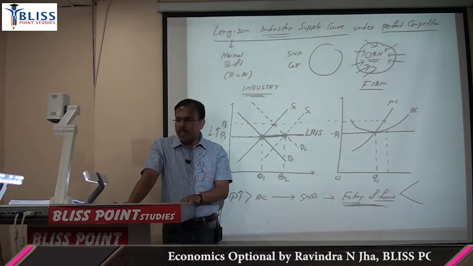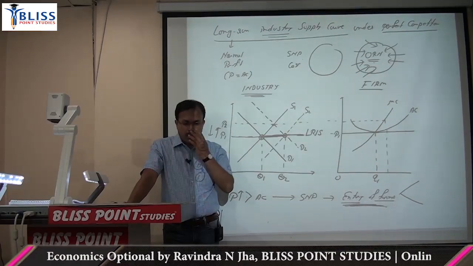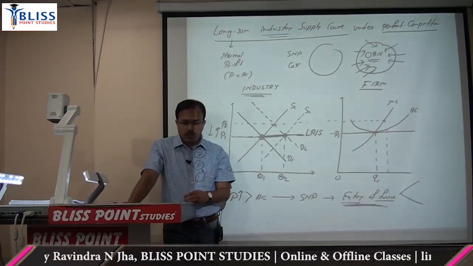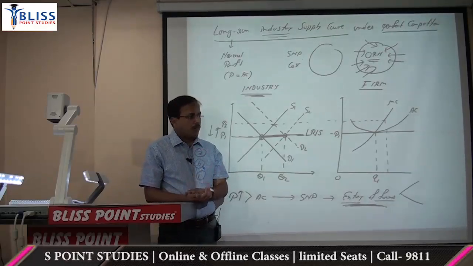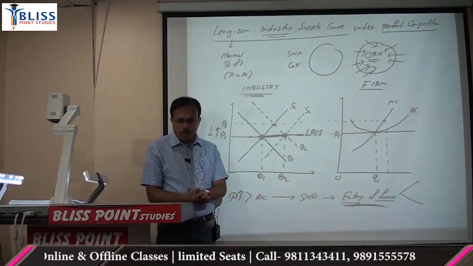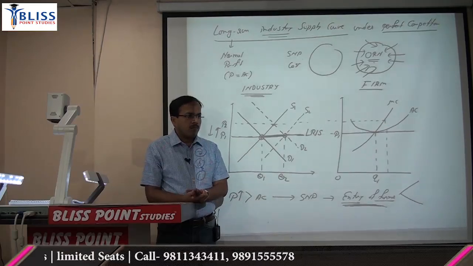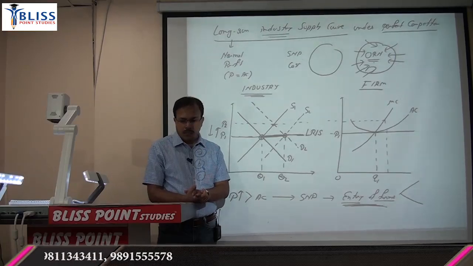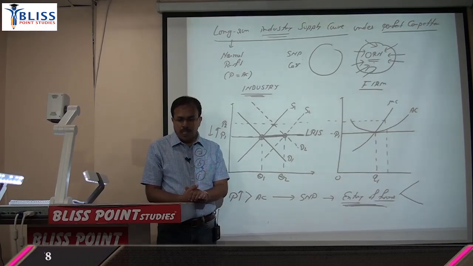Next paragraph. As shown in the diagram, when market demand shifts rightward, then in the short run the price increases and existing firms in the market increase their output.